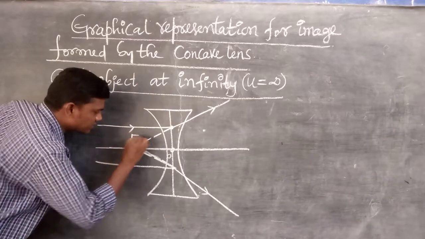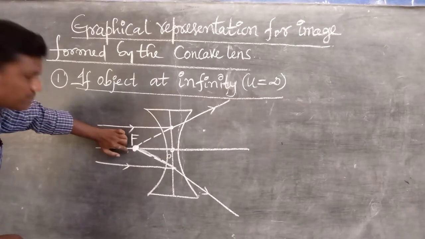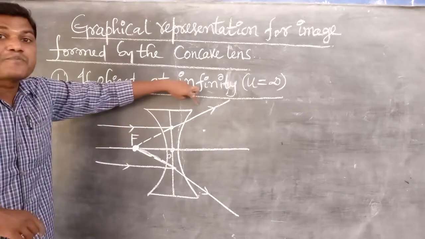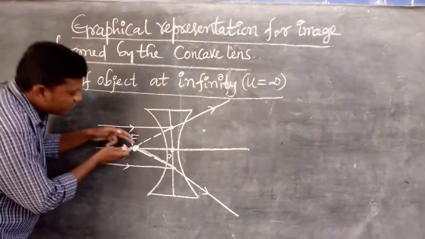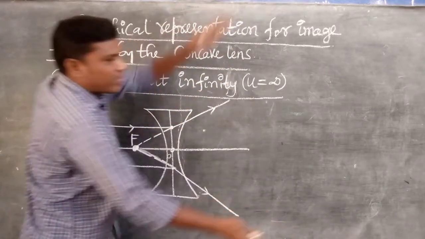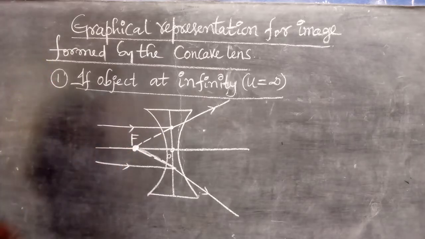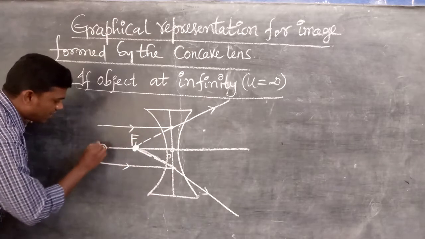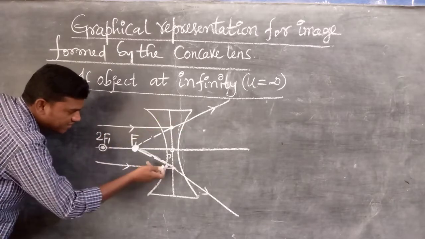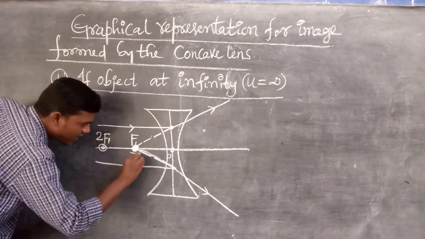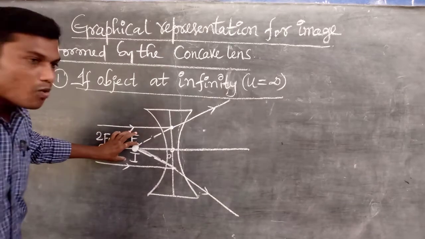We know that if the incident ray is parallel to the principal axis, at that time the refracted ray appears to diverge from the focus. That's why from the focus point the rays appear to diverge. The refracted rays are extended backward, and finally they meet at the focus, F1. It is the 2F1. Here these two rays are extended and meet at this point, so at this point image will be formed.